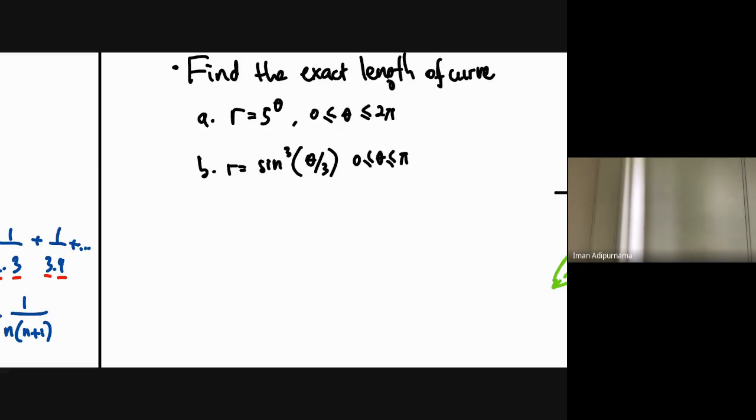Yeah. Continue. 5 squared theta. Yes. Wait. Up to here is correct, but why here? I think you have a mistake in the square root. If you remove the 5 squared here, then the inside should be 1 plus. Oh, yeah. Right? Okay, but it's correct.